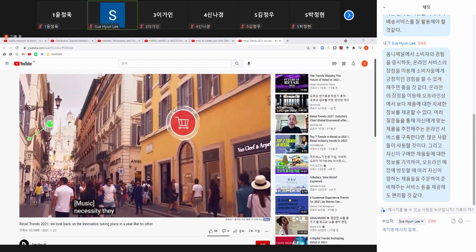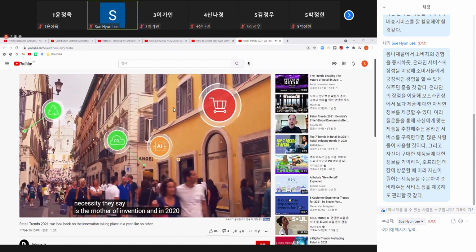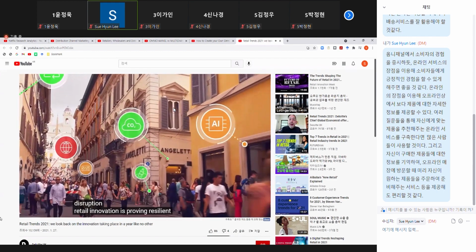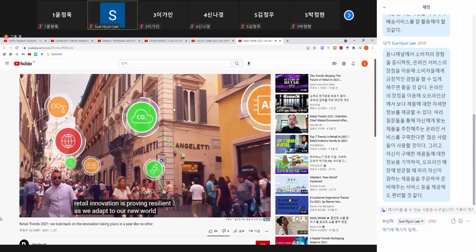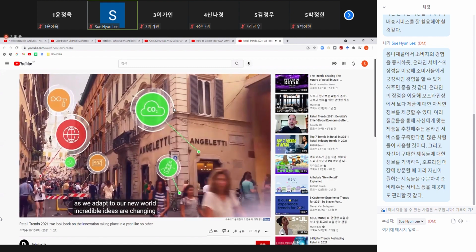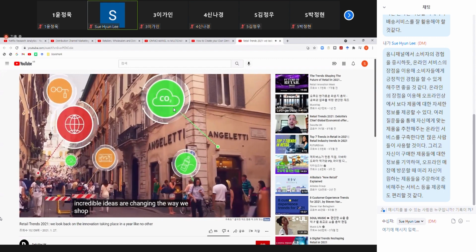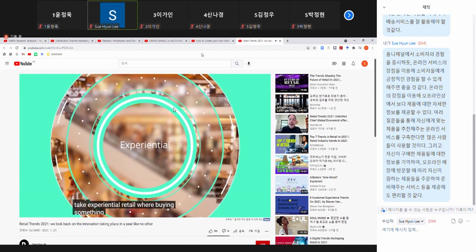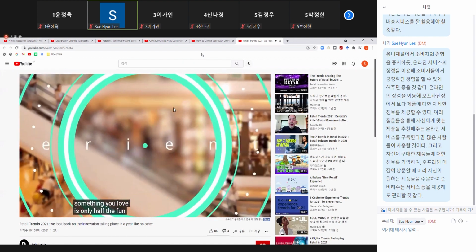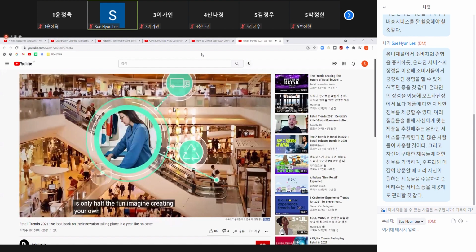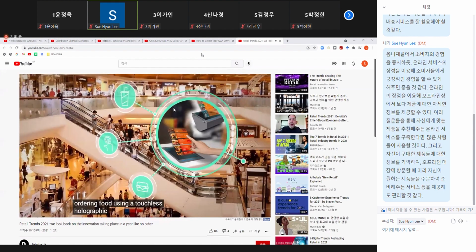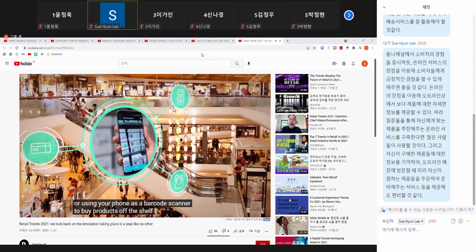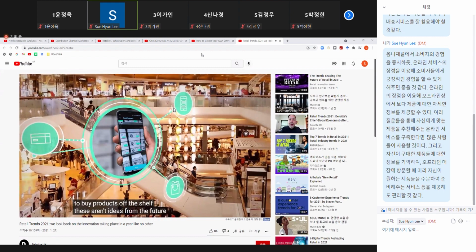Necessity, they say, is the mother of invention, and in 2020, it was never more true. Amid the disruption, retail innovation is proving resilient. As we adapt to our new world, incredible ideas are changing the way we shop. Take experiential retail, where buying something you love is only half the fun. Imagine creating your own bag in store out of recycled truck tarpaulin. Or ordering food using a touchless holographic menu. Or using your phone as a barcode scanner to buy products off the shelf. These aren't ideas from the future, they're happening right now.